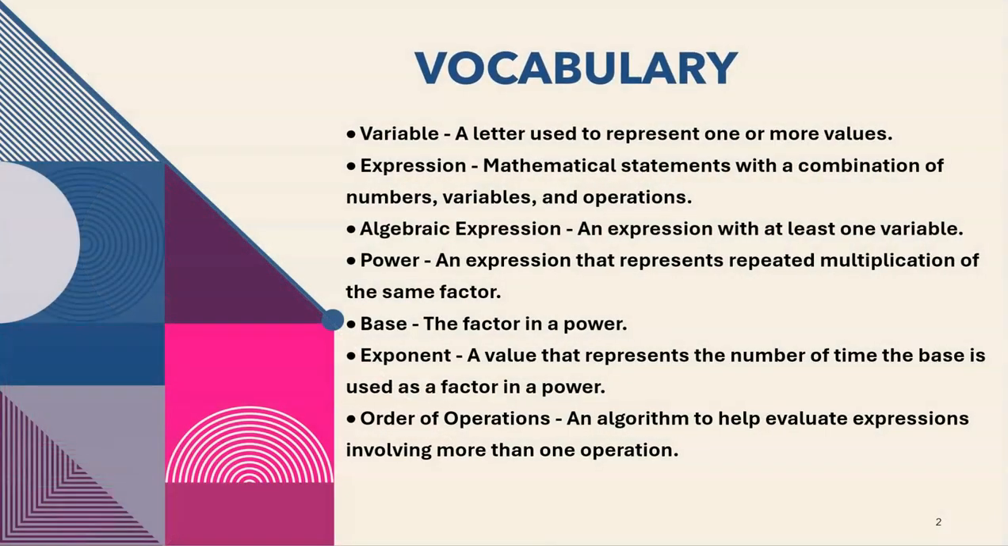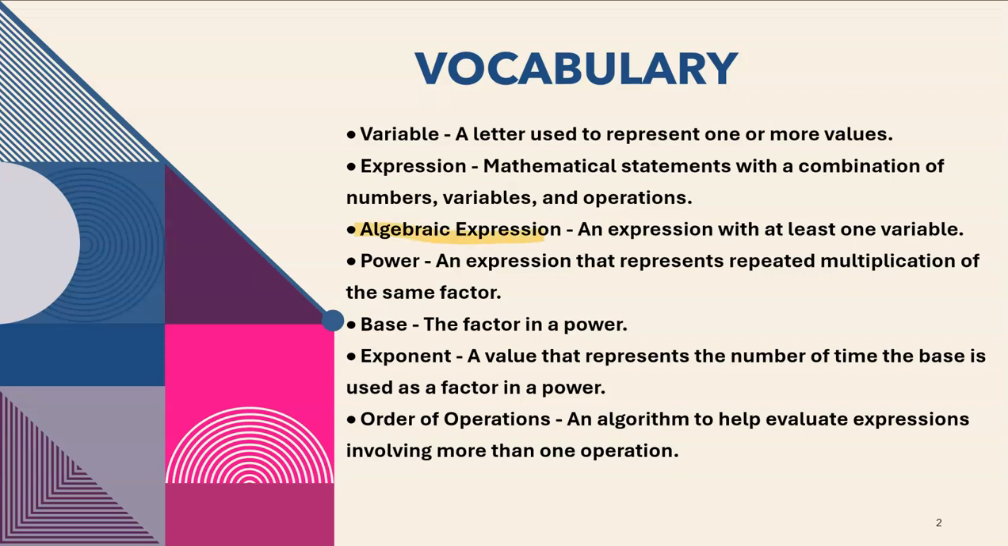Let's start with some vocabulary that you might see or hear in this video. First of all, we have a variable. A variable is a letter that is simply used to represent a value that varies or that we need to find out. An expression. An expression is a mathematical statement with a combination of numbers, variables, and operations, whether it be addition, subtraction, multiplication, or division. An algebraic expression is an expression with at least one variable in it.